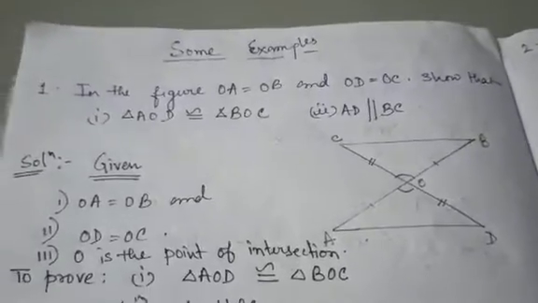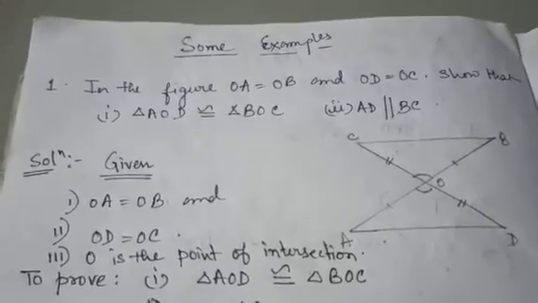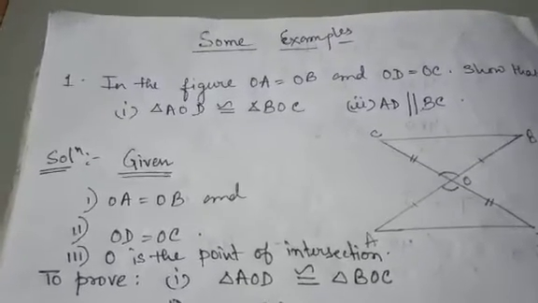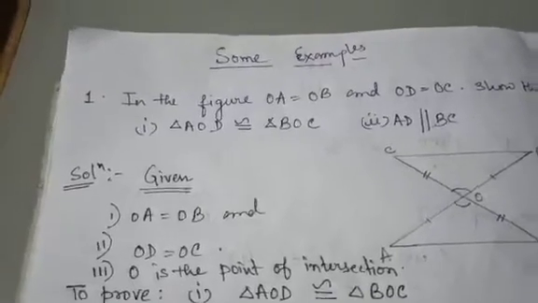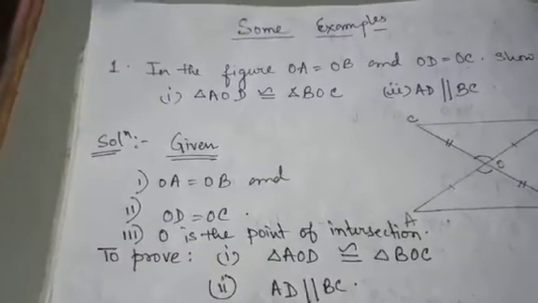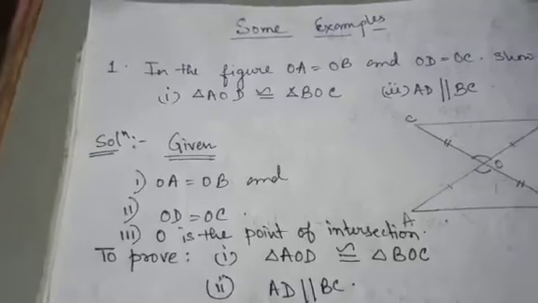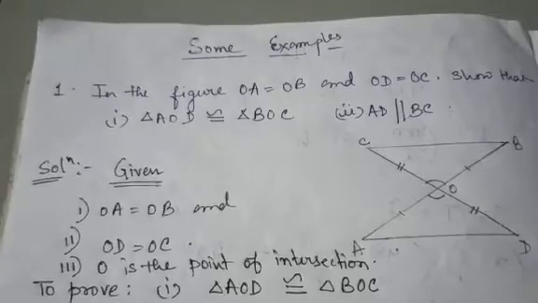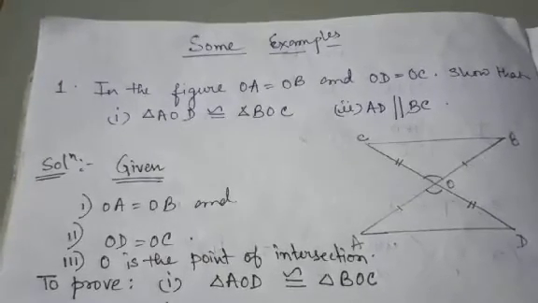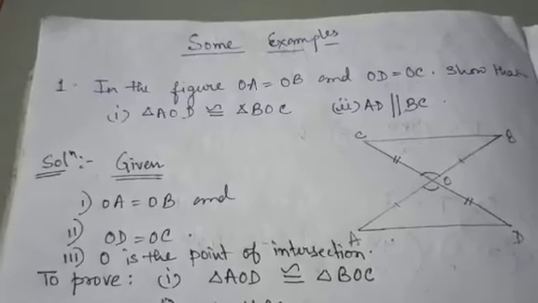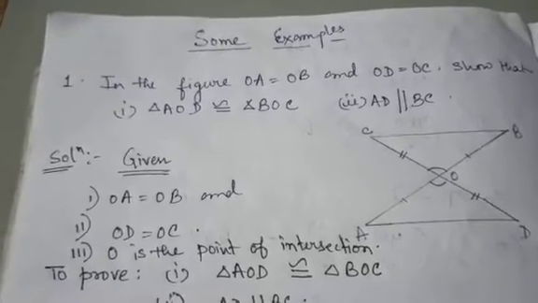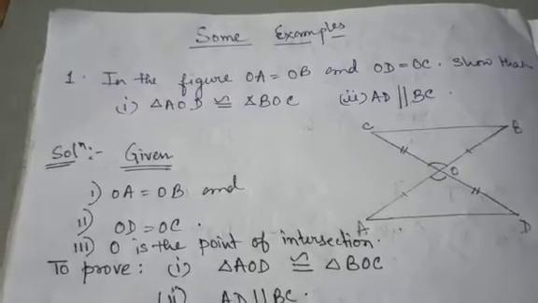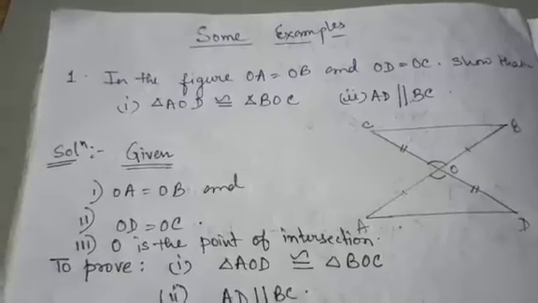Good morning, students. Today we are going to see 3 examples of triangles, and these are the first 3 examples of the chapter using the axiom 7.1 and theorem 7.1. Now the first example is, in the figure OA is equal to OB and OD is equal to OC. Show that number 1, triangle AOD is congruent to triangle BOC, and number 2, AD is parallel to BC.